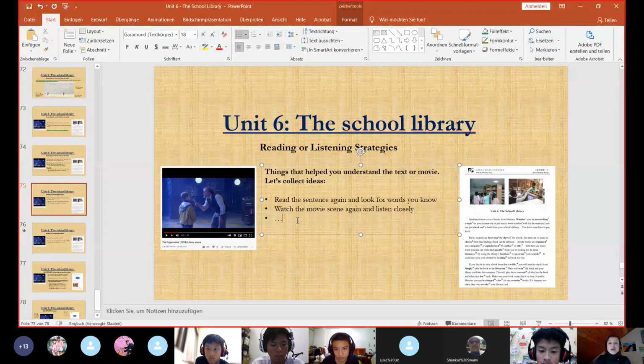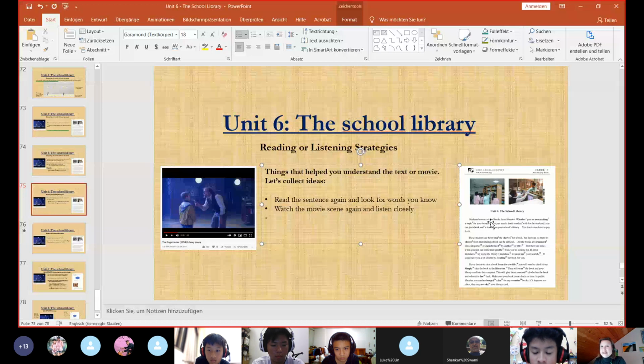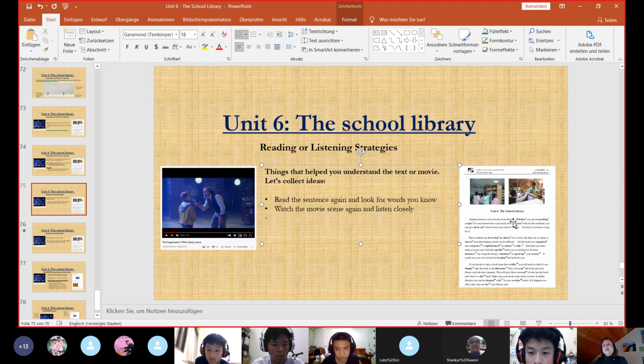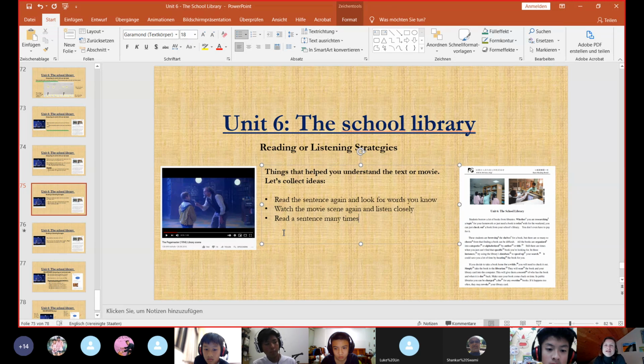Okay, so these are two examples. Now, Ryan, what did you do to understand the text, maybe? Okay, so you read a sentence and at first you didn't really understand. What did you do to understand it? I read again and again. Yes, many times, right? Okay, so we have to read it many times, okay? Read a sentence many times. Okay. And what else did you do, Ryan? Then let's say you read it one or two times, maybe. How could you understand then?